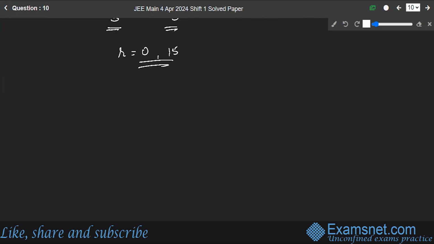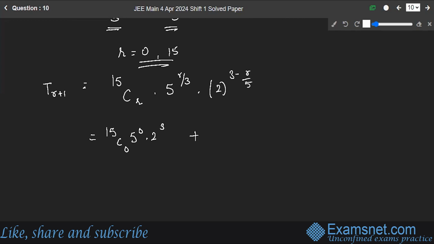So the general term was given by T r plus 1 is equal to 15 C r into 5 power r by 3 into 2 power 3 minus r by 5, right? So for r is equal to 0, this will be 15 C 0, 5 power 0, 2 power 3, and for r is equal to 15, this is 15 C 15, 5 power 5, 2 power 0.